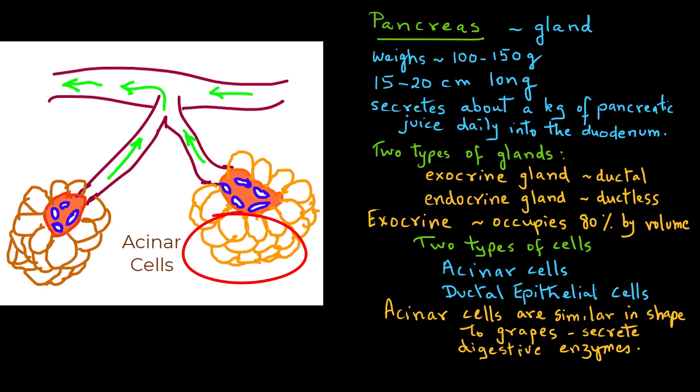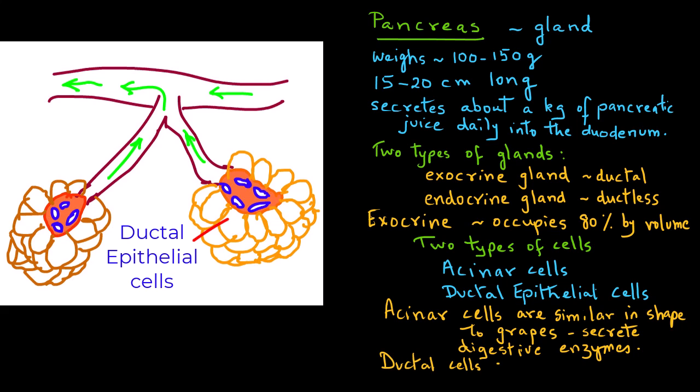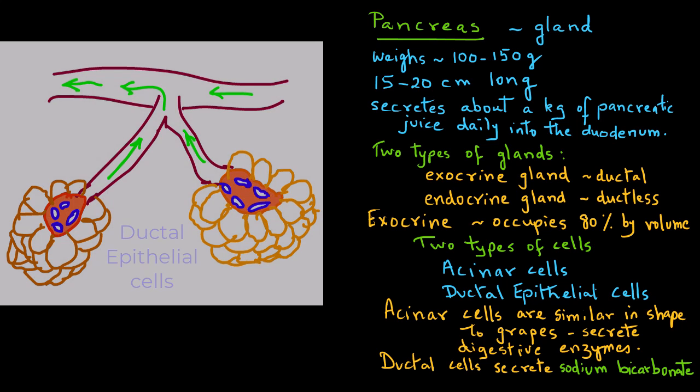In a separate tutorial, we will consider the various digestive enzymes that are secreted by these acinar cells. Then there are the ductal epithelial cells, and by epithelial, of course, we mean the inside wall of these ducts. These ductal epithelial cells secrete sodium bicarbonate, which is really important when it is mixed with the digesta coming from the stomach, because it neutralizes the acidity of that digesta.